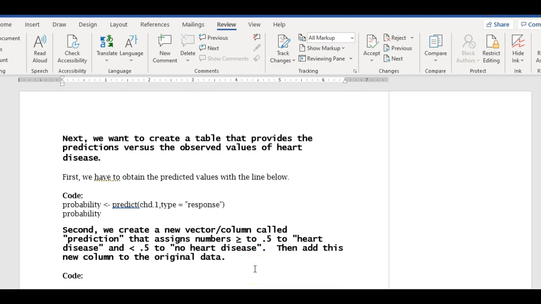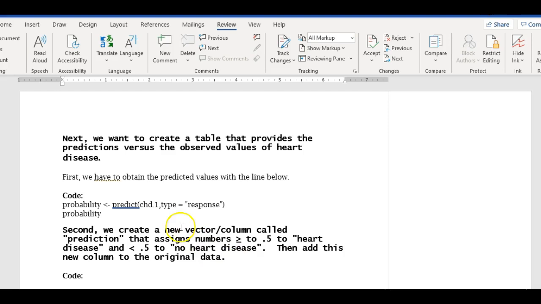All right. Next and last, we want to create a table that provides predictions versus observed values of heart disease. So basically, we want to know, with our two predictors, where were the cases predicted to land versus where they actually landed. And this is going to be sort of like the type 1 and type 2 error, where we have 2 ways to be wrong and 2 ways to be right. It's kind of back to that.